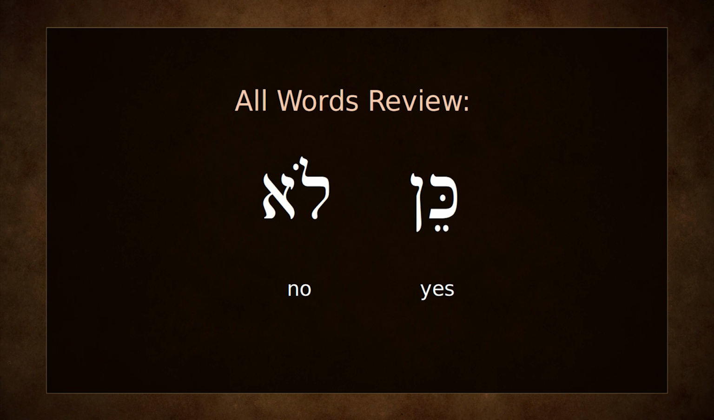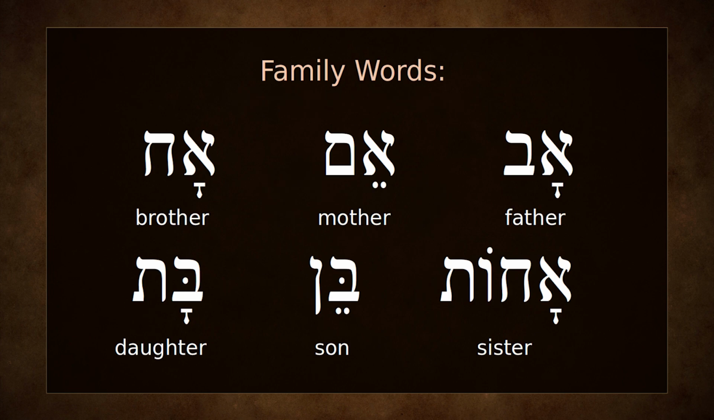On the right, we have kain, which means yes. Next to that, we have lo, which means no. Here we have a set of words for family members. At the top, working from right to left, we have av, which means father, em, which means mother, and ach, which means brother.